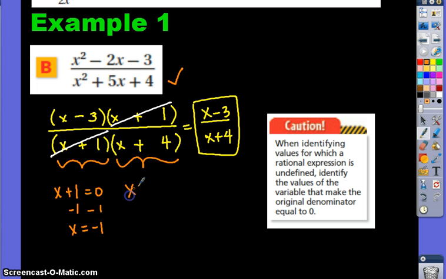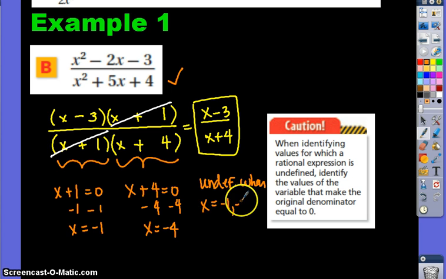And then over here we do the same thing, x plus 4 equals 0. Take away 4, take away 4. This is also undefined when x is -4. So that's the second part to our answer. It's undefined when x is -1 or -4.